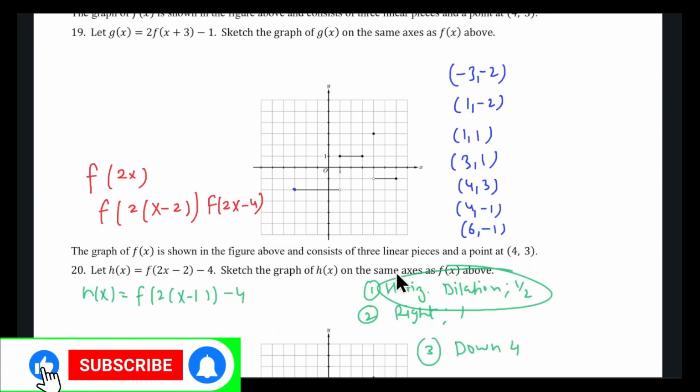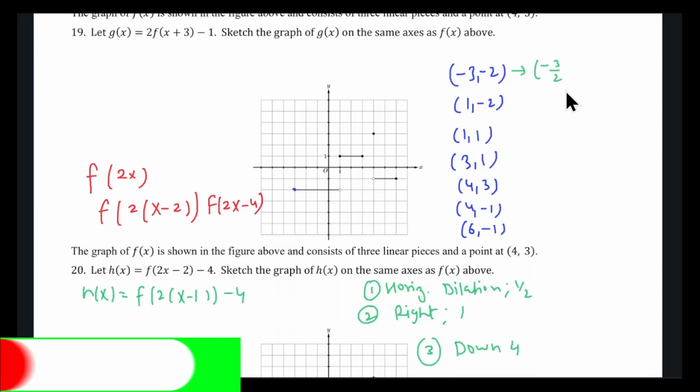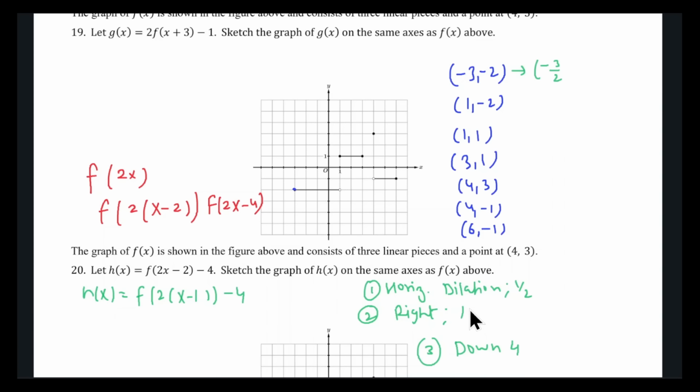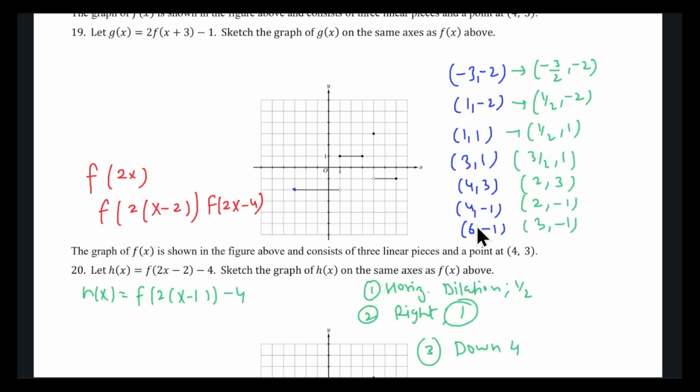So first, horizontal dilation by 1/2, which means that every x value will be divided by 2. So this will become negative 3 over 2. Yeah, let's do it one by one. So negative 3 over 2, this will become 1 over 2. This will become 1 over 2 again. Y coordinates are just as they are. So this will become 3 over 2. This will become 2. This will become 2. And this will become 3. Now it goes right by 1, which means that obviously in every x value I'll just add 1.